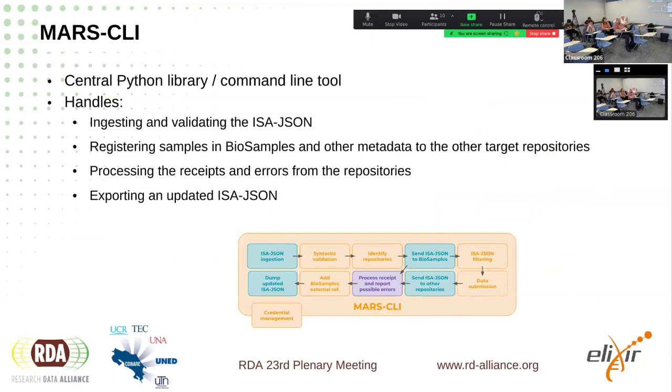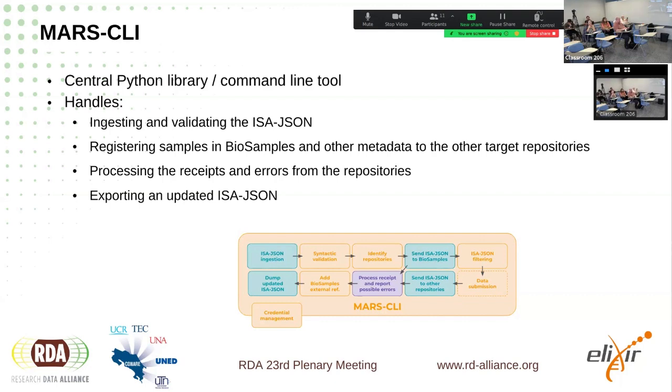Really at the core of the project, and also the more tangible thing that you will find in our repository, is the Python library or command line tool. You can use it in both ways. It will take care of the ISA JSON ingestion and also the syntactic validation, guaranteeing that it's a valid ISA JSON and that it also contains the necessary attributes for us to figure out to which repository one wants to submit.